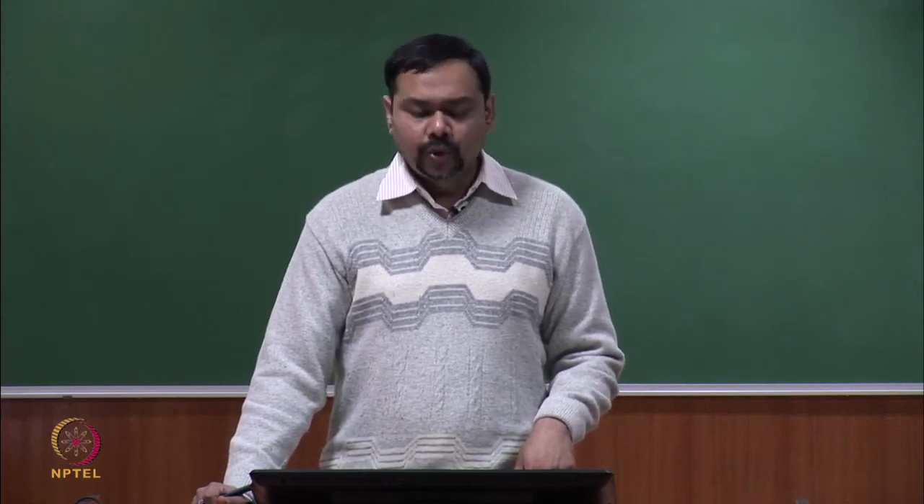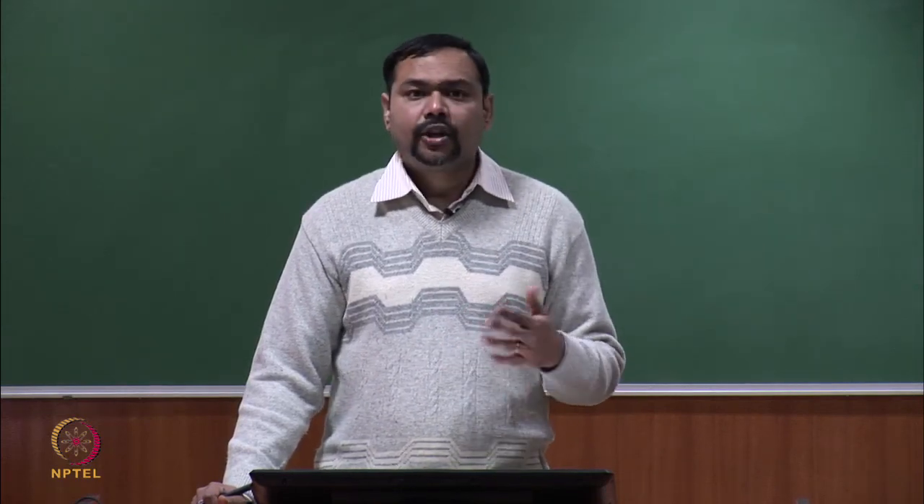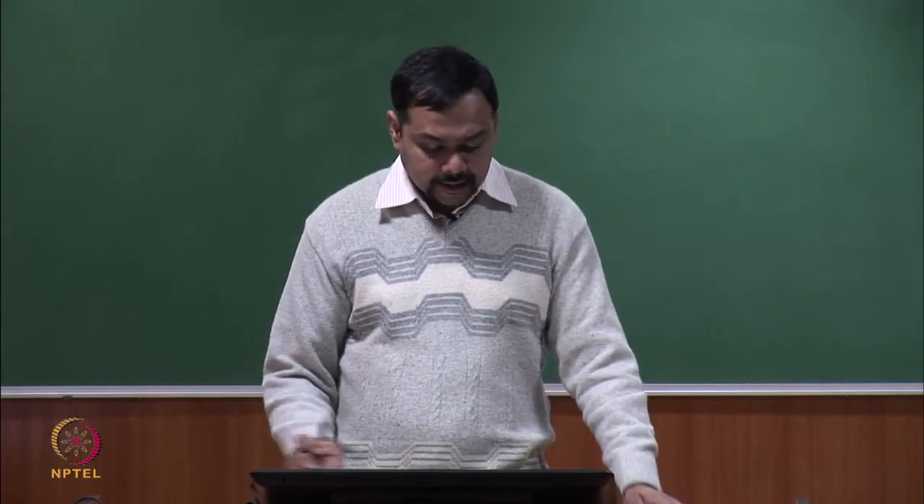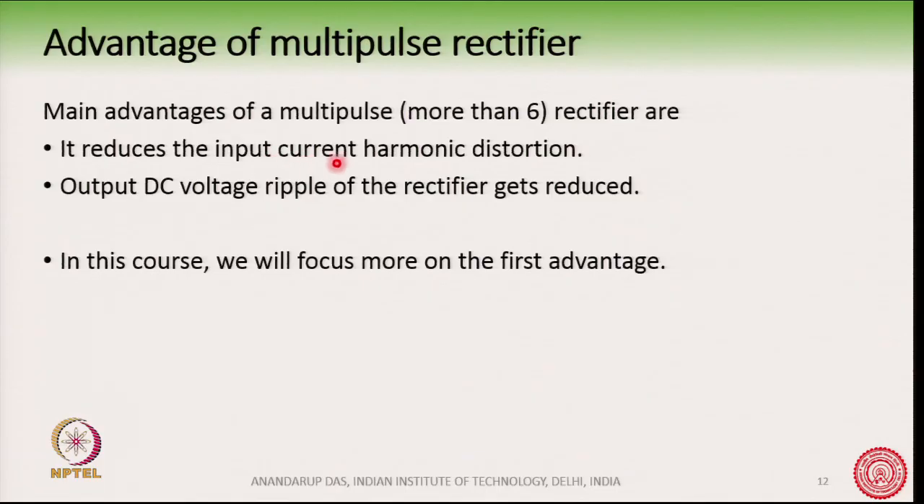So, there are mainly two advantages of the multipulse rectifier. It reduces the input current harmonic distortion and it also improves the DC voltage ripple. That means, it minimizes the DC voltage ripple of the rectifier in the case of a 12 pulse rectifier. In this course we will focus more on the input current harmonic distortion. This is the one which is more of concern in this course.